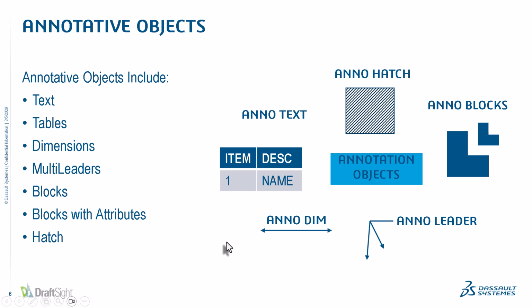So again, the types of annotative objects are hatch, text. It could be simple text or multi-line text, tables, annotation dimensions, the multi-leaders, and blocks. And it could be blocks with attributes or without attributes, depending. Now, I say blocks, but remember, if it's a block that is supposed to be a certain size, like say for a chair, for a table, or something like that, those ones you don't want to add annotative scales to, because you want to keep it at the size.